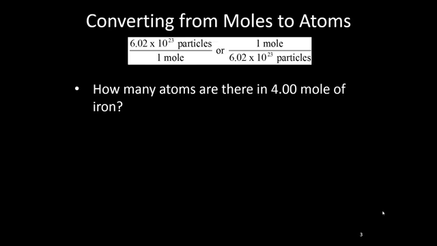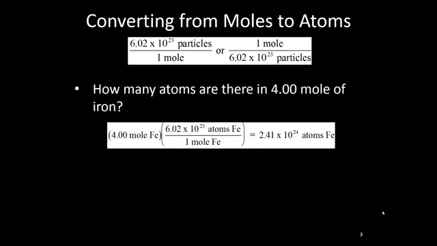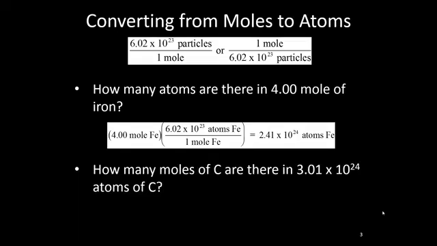How many atoms are there in 4 moles of iron? In this case, we want to convert from moles to atoms. We are going to do this by multiplying by Avogadro's number. 4.00 moles of iron times 6.02 times 10 to the 23rd atoms of iron equals 2.41 times 10 to the 24th atoms of iron. In other words, 4 moles of iron contains 2.41 times 10 to the 24th atoms of iron.